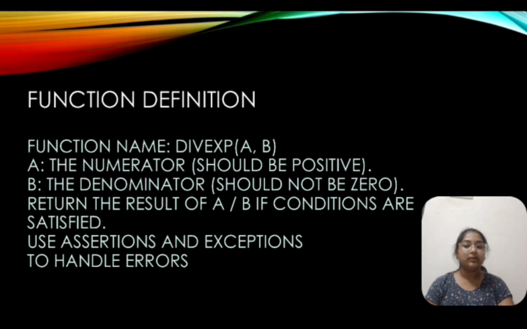Next, let us see the function definition. Function named divx, that is division exception of a comma b, where a is the numerator which should be positive and b is the denominator which should not be 0. We have to return the result of a divided by b if the conditions are satisfied. We have to use assertion and exception to handle errors.